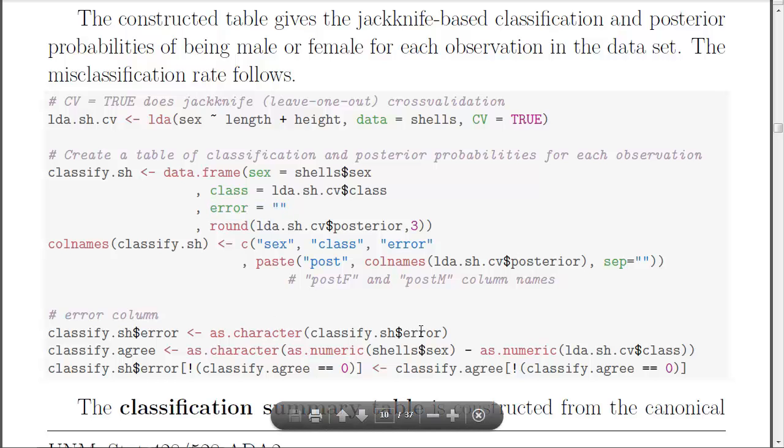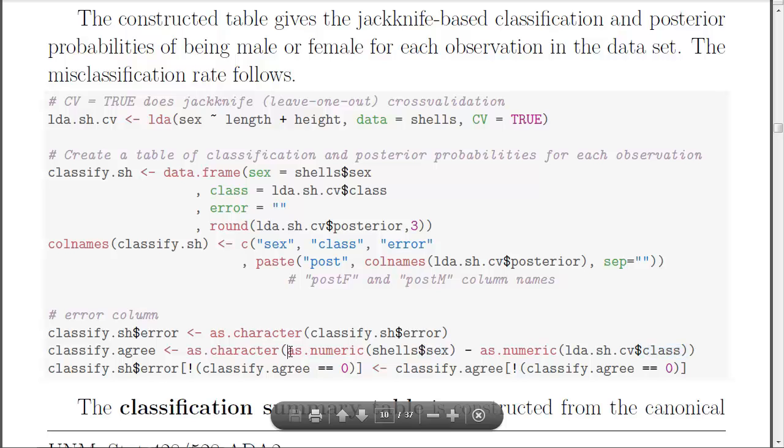I'm going to start by taking that error column and making it a character vector. Then I'm going to ask whether there's agreement between the sex, the true sex, and the classified sex. So right here what I'm doing is I'm taking the sex, which is a factor variable. So if it's a female, it's a 1. If it's a male, it's a 2. And I'm going to convert that to a numeric value. So it's either 1 or 2. And then this is the same thing but for the classification. So we've got the numeric sex, we have the numeric classification.